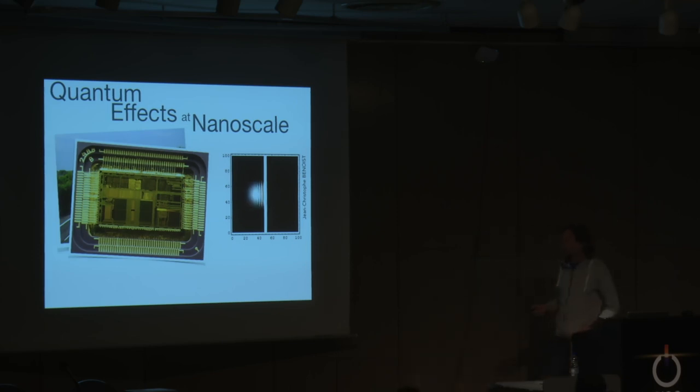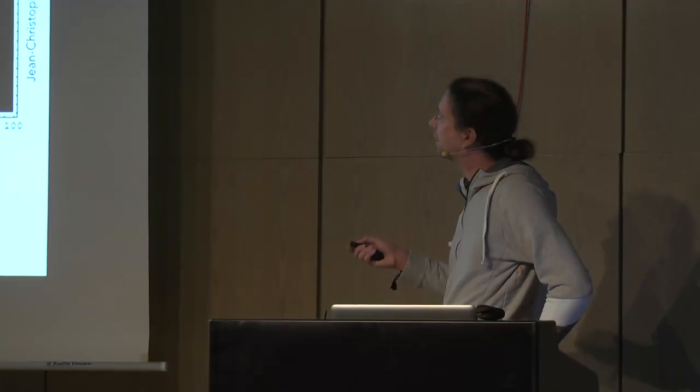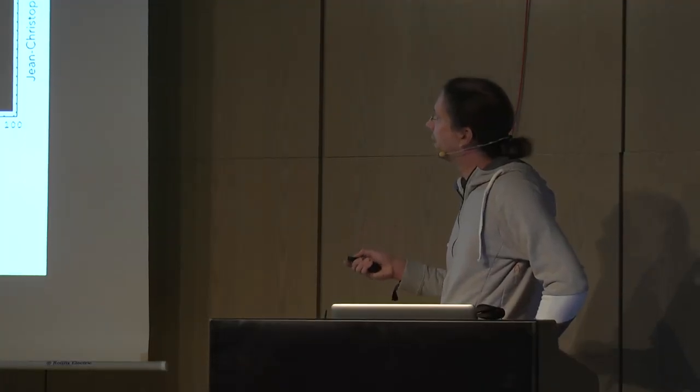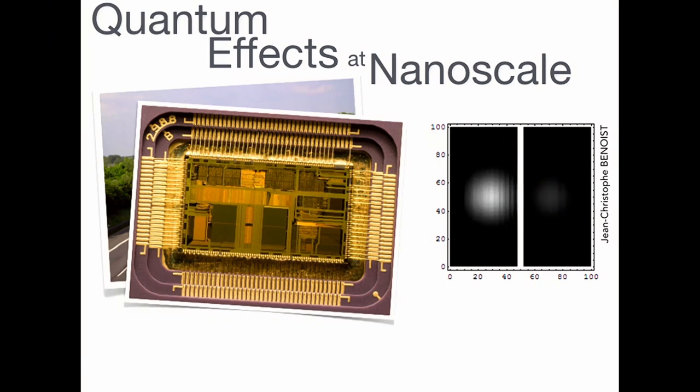We have these electrons, the charge carriers, running around somewhere here in these connectors and transistors. As long as they stay where we want them to be, everything is fine. But as soon as we come to really small scales, something really strange is happening. And this is a beautiful simulation by Jean-Christophe Benoit, showing you one electron. This is this blurish, whitish thing, moving towards a barrier that this electron cannot surpass.